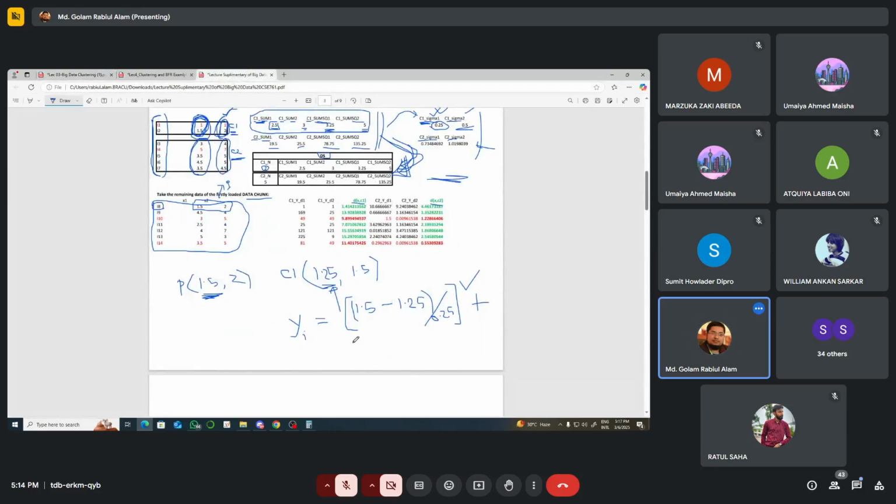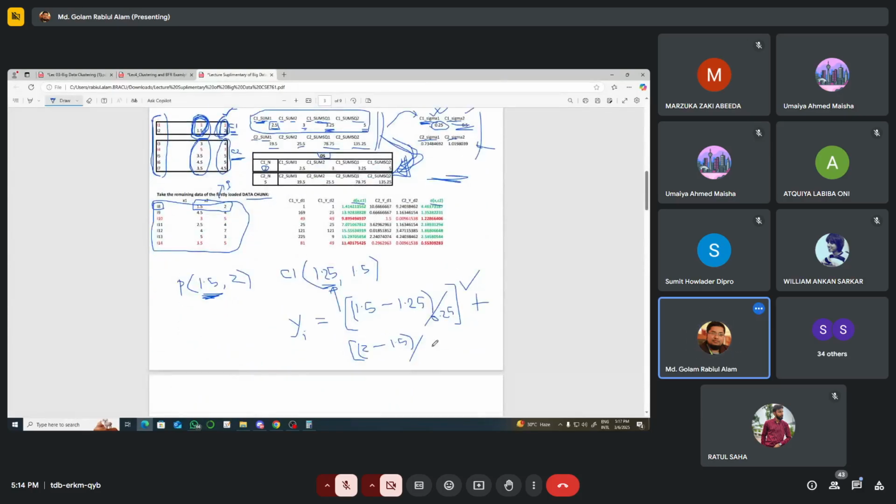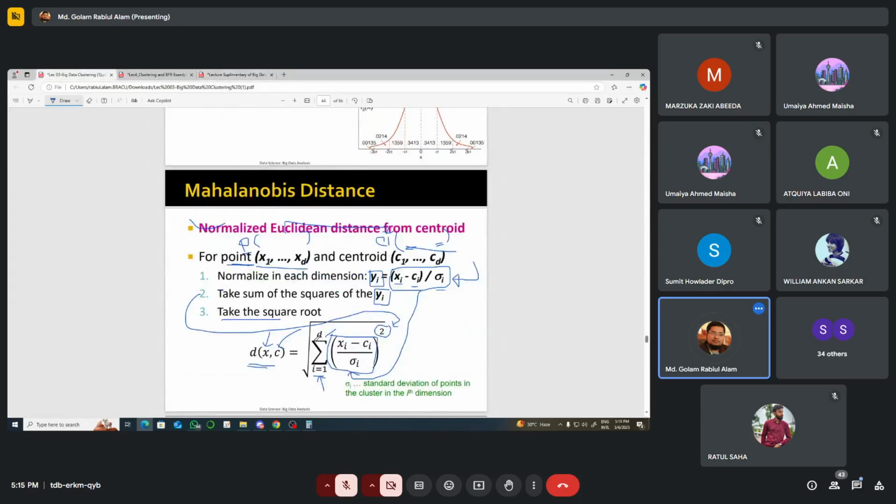So that means for the second dimension it will be 2 minus 1.5. For the second dimension, what will be the sigma? We can see sigma in the second dimension is 0.5. Then take the square of that, and then we will get the sum of squared values. Okay, so we will get this part.